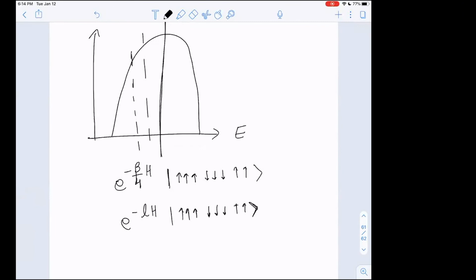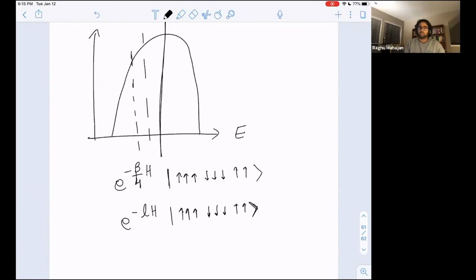I see. So in that sense, beta over 4 is a kind of convenient choice. Yes, exactly. If you take L to be beta over 4, it tells you that the energy of the state is like the thermal state at temperature beta. The typical energy of the state would be like that, the average, the expectation value of the energy.